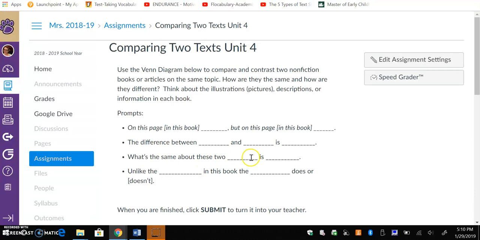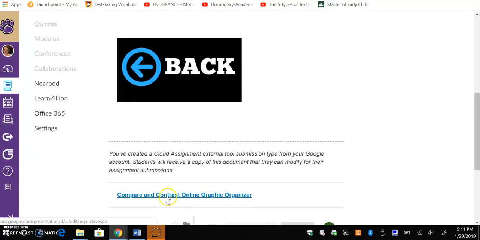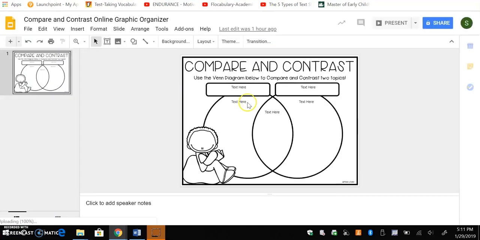What's the same about these 2? And unlike the first article, the second book has this, or unlike the second book, the first one has this. So here are some prompts you can use, and you should use some of these. You could even copy and paste this and fill in the blanks. In fact, I'm going to show you guys down here how I would right-click to open in a new tab so that I can go back and forth between the 2.